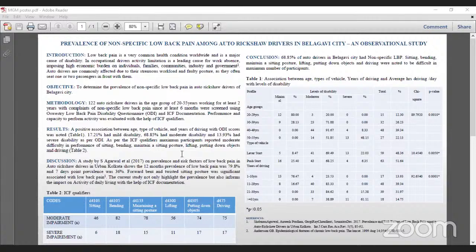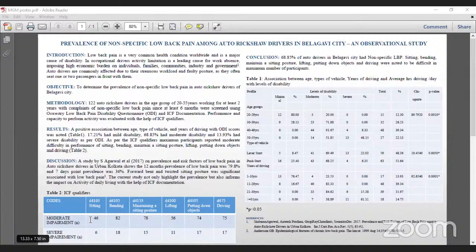According to the Oswestry Low Back Pain Disability Questionnaire, 17.21% had mild disability, 68.85% had moderate disability, and 13.93% had severe disability. As per ICF qualifiers, maximum participants reported moderate difficulty in sitting, bending, maintaining a sitting posture, lifting, putting down objects, and driving. This ICF qualifier we can see in table 2. Here we can see there are more participants in moderate impairment than in severe impairment.